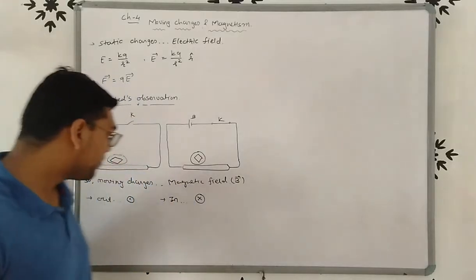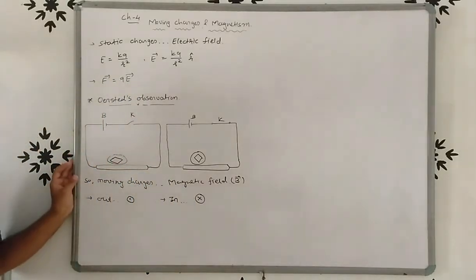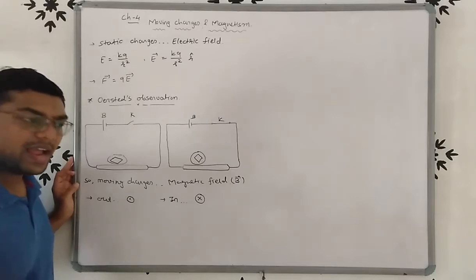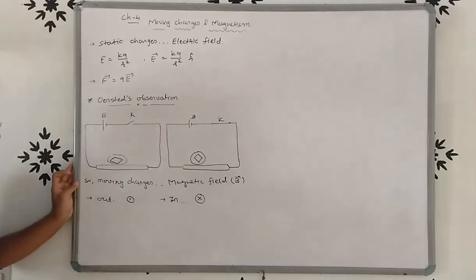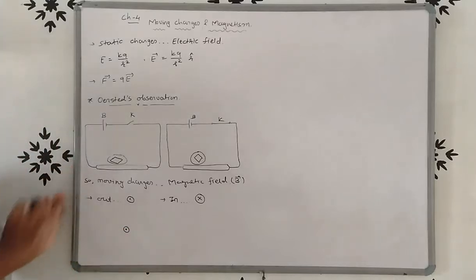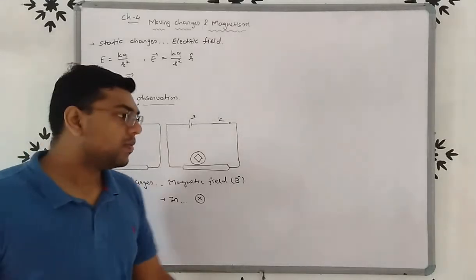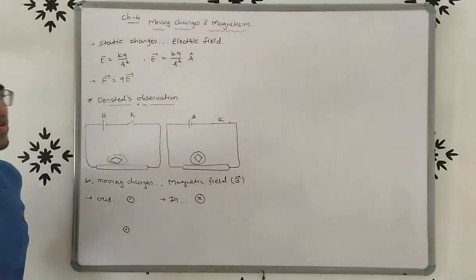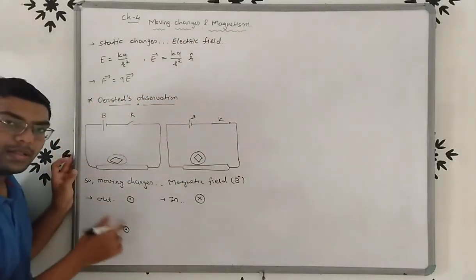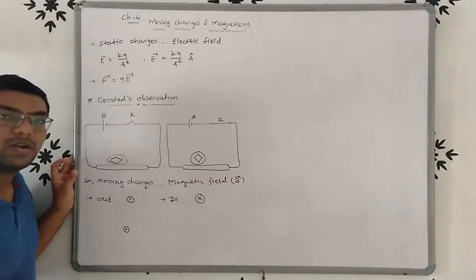Now here we take one conducting wire, and the direction of current is outward from the plane. So if the direction of current is outward, then it is denoted by dot.